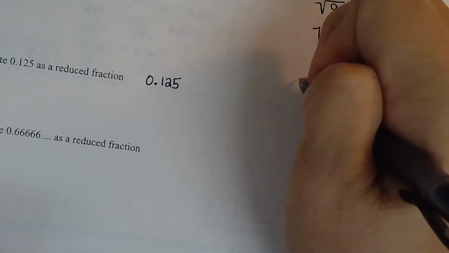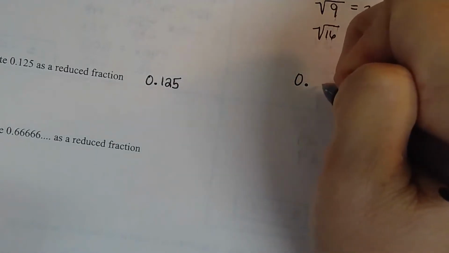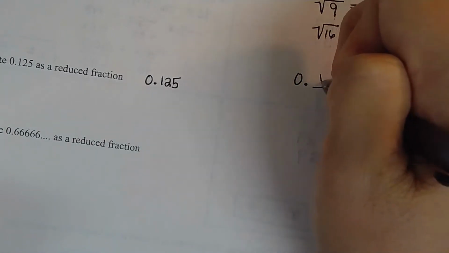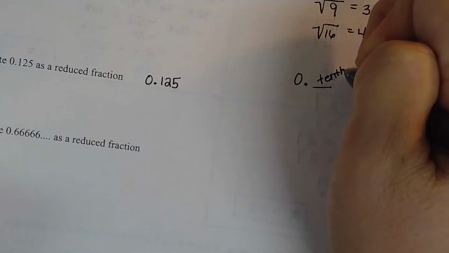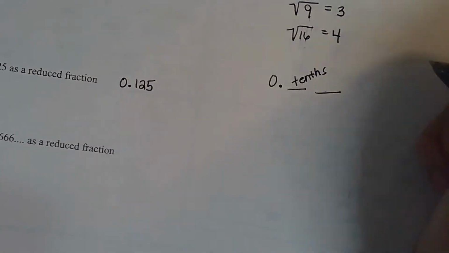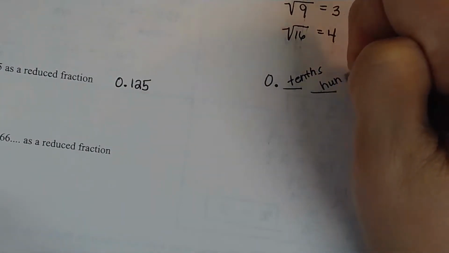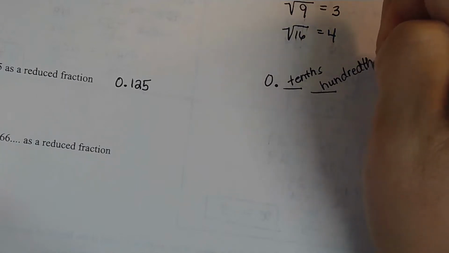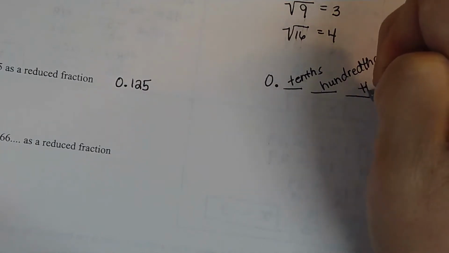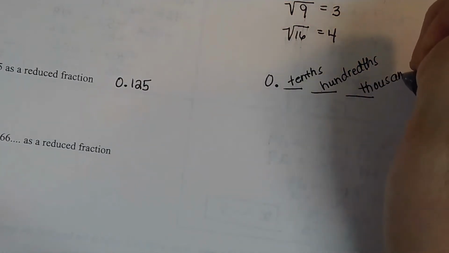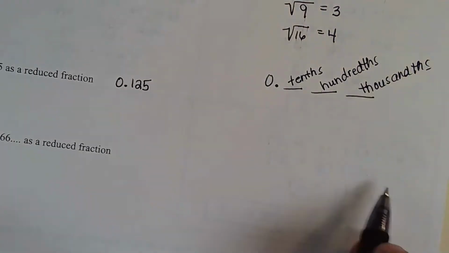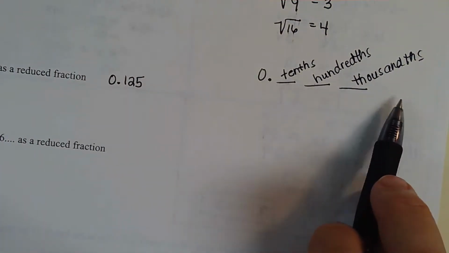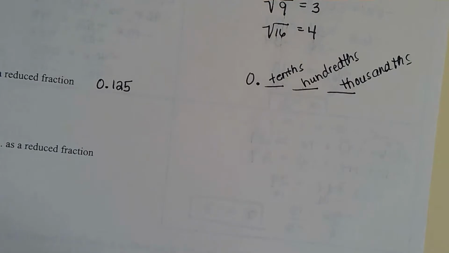So when we're thinking about, we have the 0 point, the first place value is the tenths, and then we have hundredths, and then we have thousandths. Anytime you're coming to the right of the decimal, you're going to have that THS on it, all right?